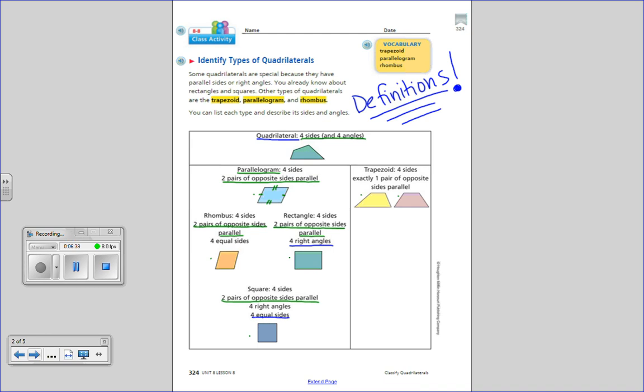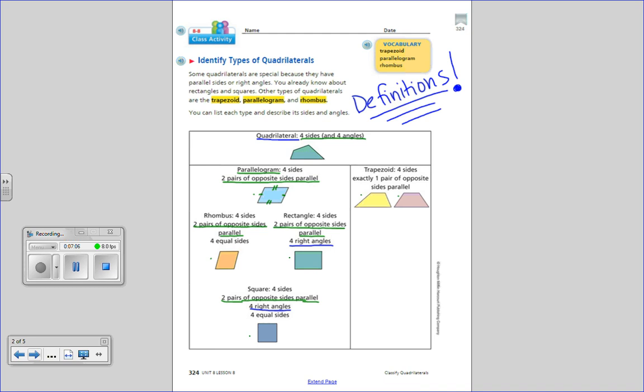But a square, because of the four right angles, could be considered a rectangle. I know that's a little confusing, but because of certain characteristics, it can be considered certain things for right angles.